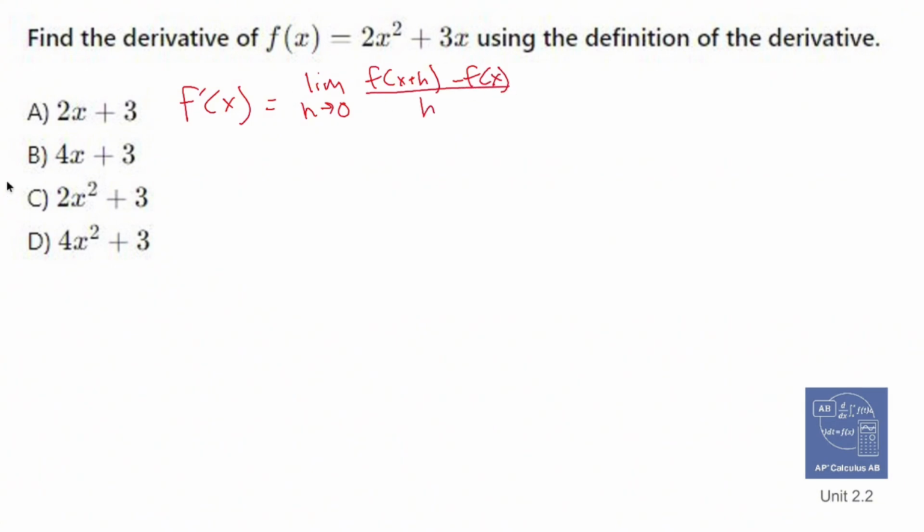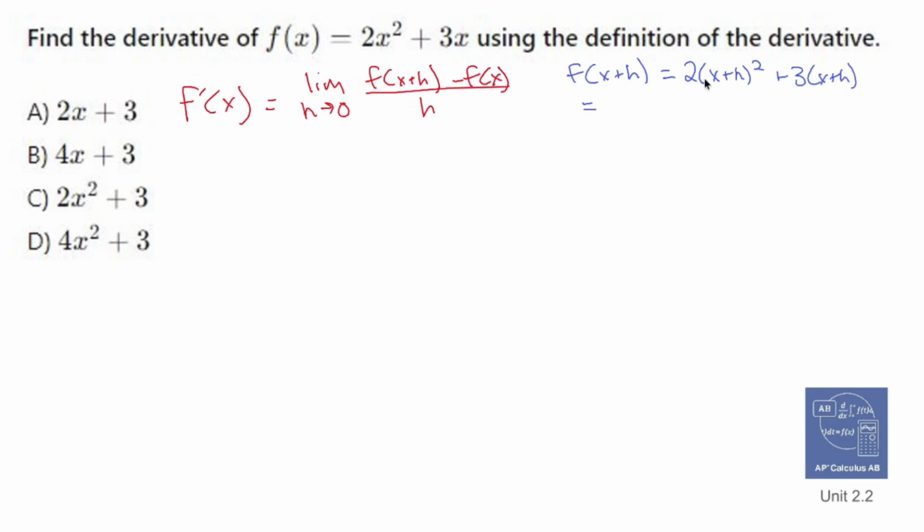So what we need to do is find out what f of x plus h is, right? We have f of x, plug stuff in, hope things disappear, and wish for the best. F of x plus h means I'm going to take f of x and replace every x with x plus h. So you become 2 times parentheses x plus h, close it, square it, plus 3 times x plus h.